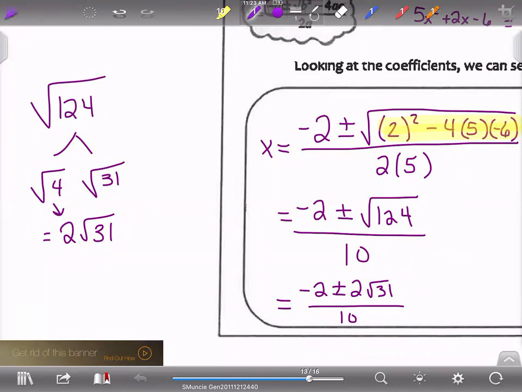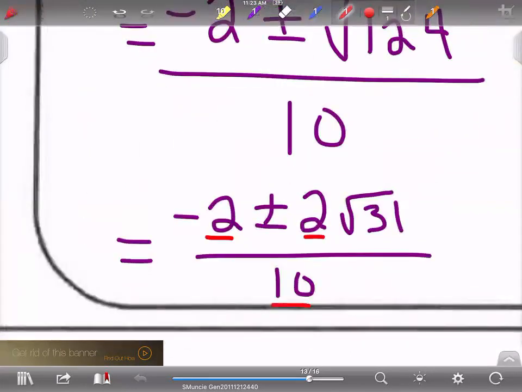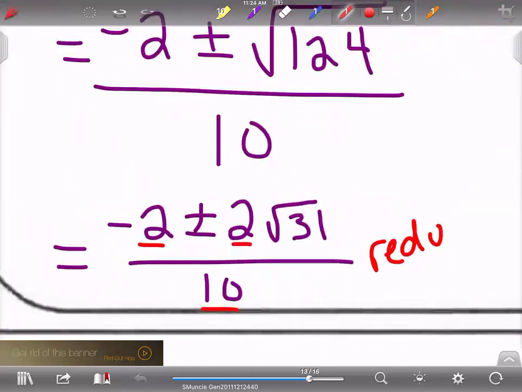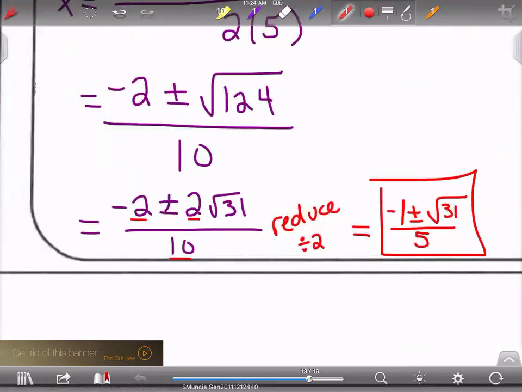In this case, I kind of like problems that end up like this because we're not going to separate them into two problems. All we want to do is see if we can reduce. When you reduce these three numbers, never, ever, ever do you reduce the number that's inside the square root. So look at 2, 2, and 10. Can you reduce them? Yes. You're going to divide those three numbers by 2 to get your final answer, negative 1 plus or minus the square root of 31 divided by 5. That right there is your final answer. No need to split it apart into two answers. If your square root stays, your answer stays stuck together. You don't have to find two separate ones.